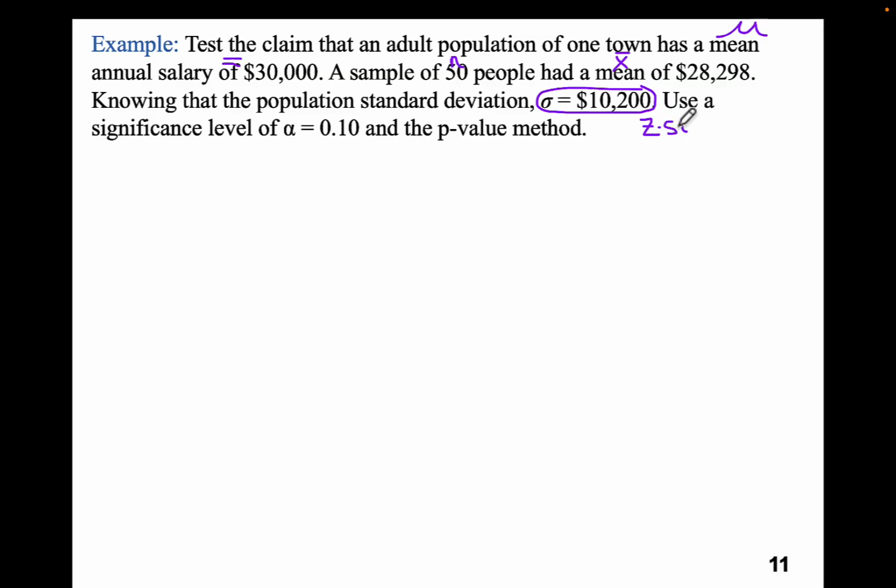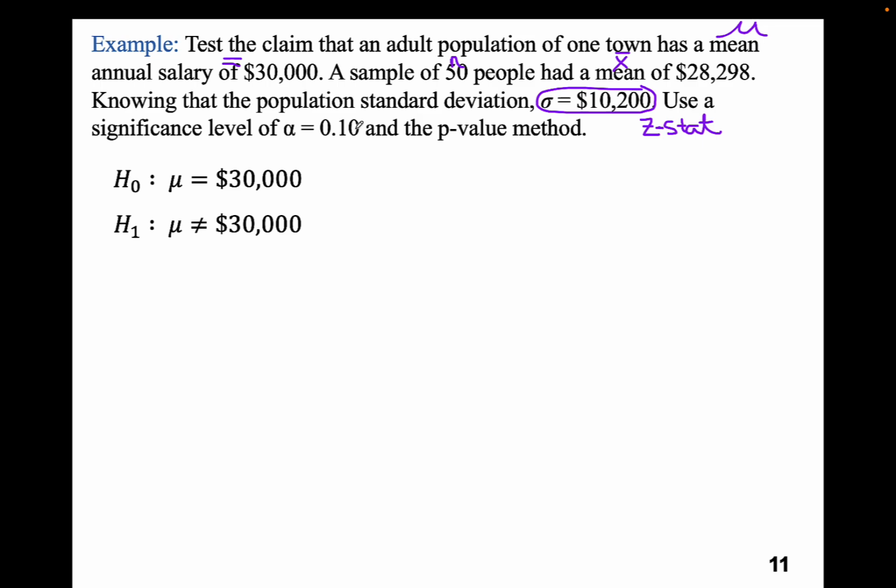And they want the p-value method from us. So we'll need to compare whatever we get for our p-value method to alpha 0.10, which is not the default. Remember, if any study isn't using the default, they need to say that in their conclusion. All right, let's set it up. Null hypothesis, mu equals 30,000. Alternative, mu does not equal 30,000.